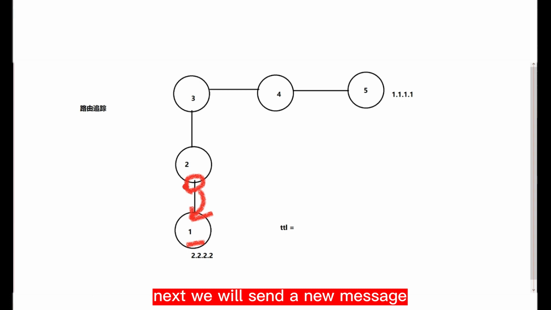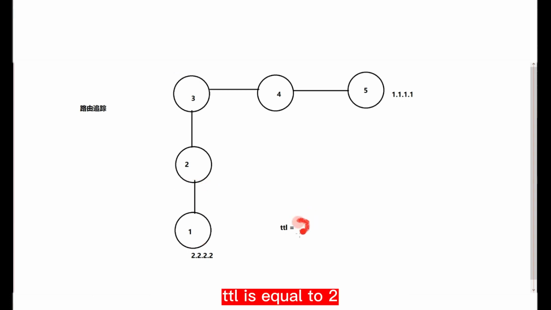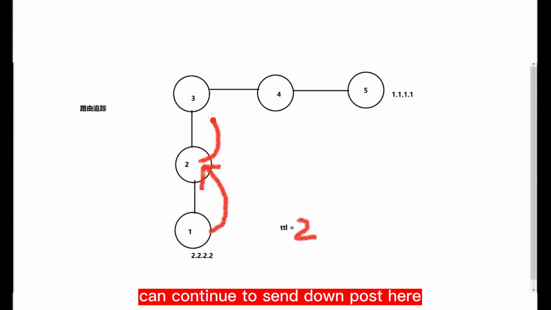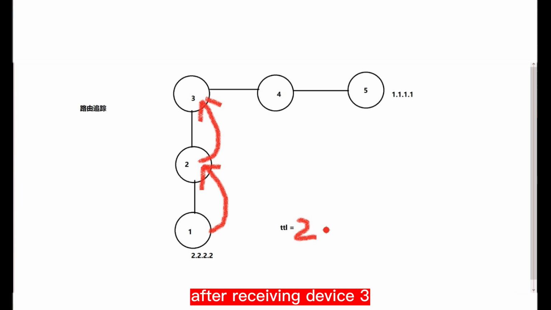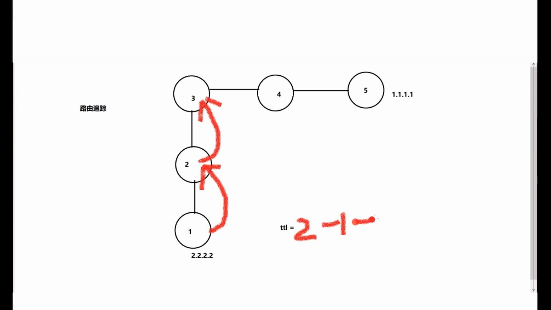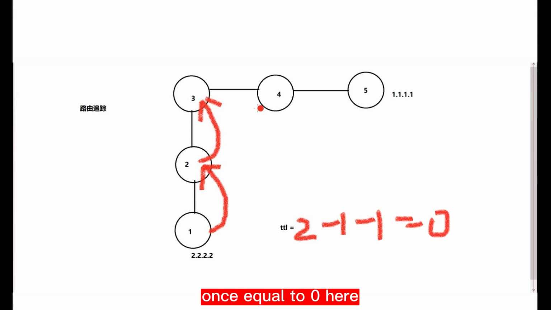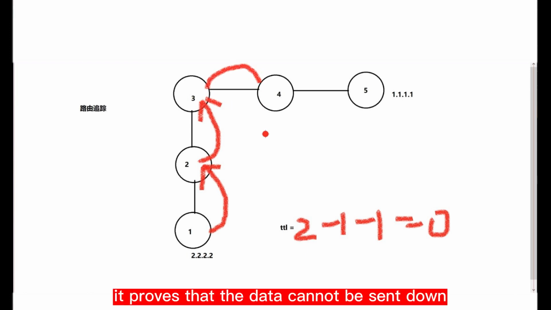Next we will send a new message. In the new message, TTL is equal to 2. The message is here, TTL minus 1 equals 1. It can continue to be sent down. After receiving at device 3, TTL minus 1 again, reduced to 0. Once equal to 0 here, it proves that the data cannot be sent down.